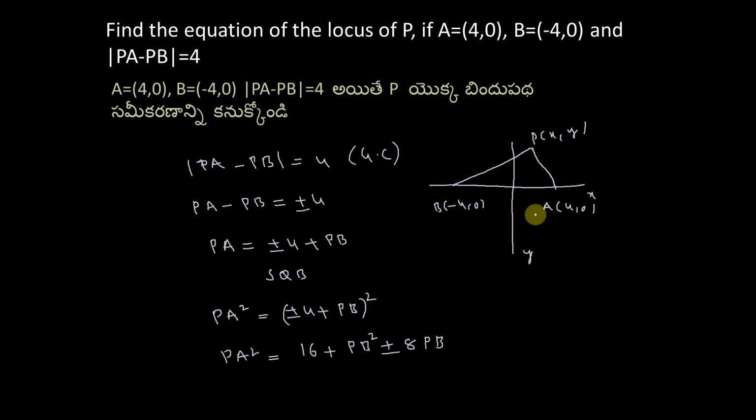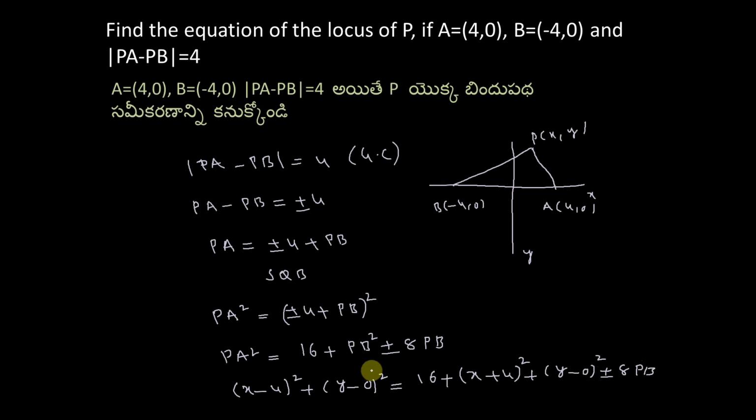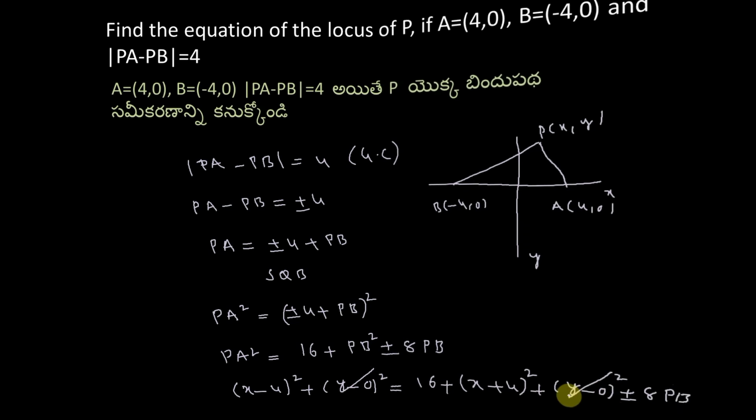Now PA square means the distance between these two, that can be written as (x minus 4) whole square plus (y minus 0) whole square. This is 16 plus PB square. PB square means this distance between these two points. That can be written as (x plus 4) whole square plus (y minus 0) whole square plus or minus 8PB as it is. Now on both sides I can cancel (y minus 0) whole square, (y minus 0) whole square. X square plus 16 minus 8x.